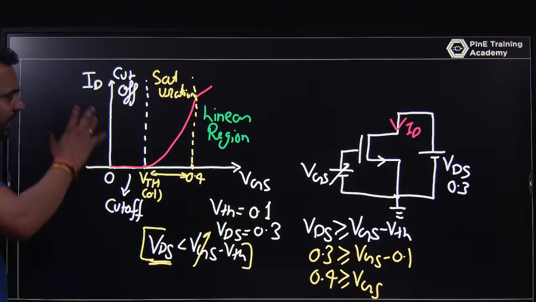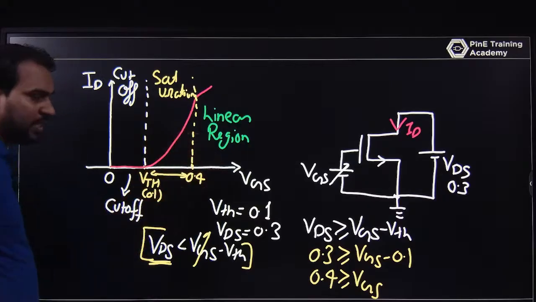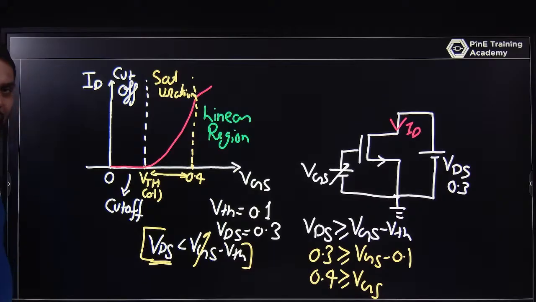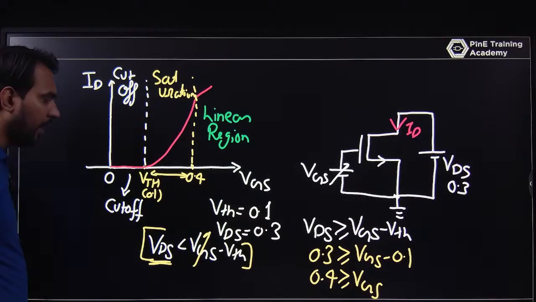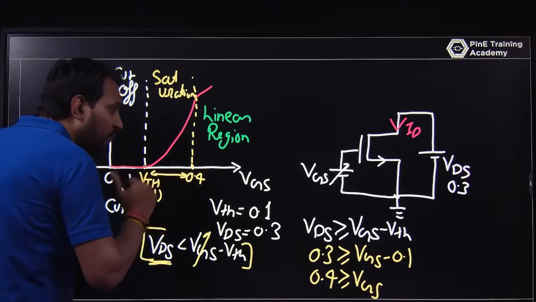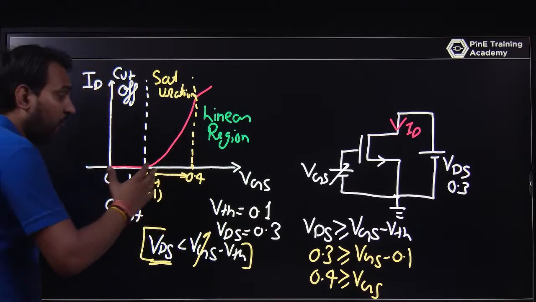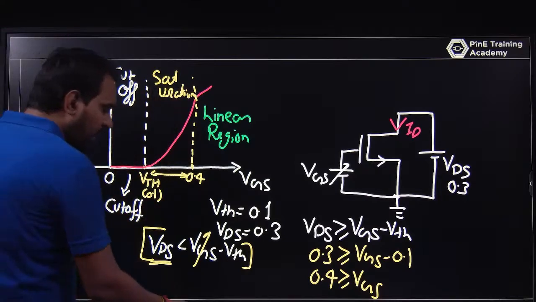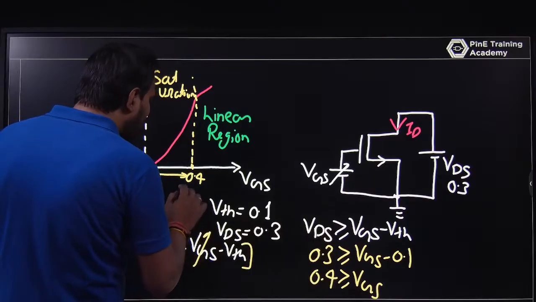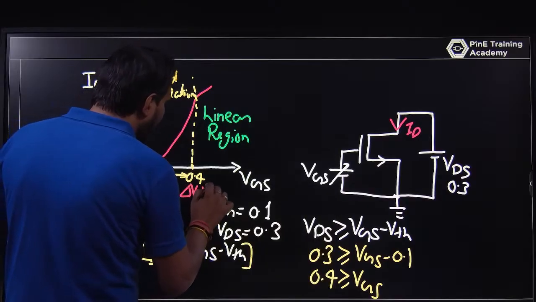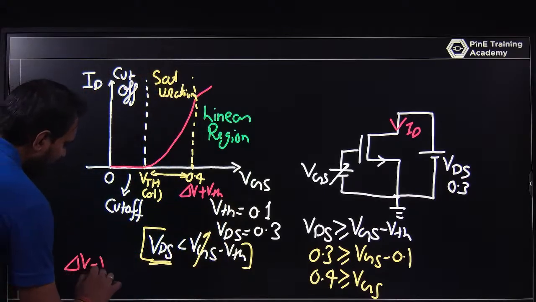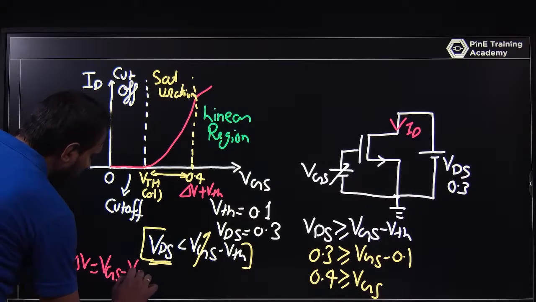So I am drawing the IV curve, that is ID versus VGS. Before VTH, the NMOS behaves like a cut-off region. After that, from VTH to some voltage, I can write the exact value as delta V plus VTH. What is the meaning of delta V? Delta V represents VGS minus VTH, that is the overdrive voltage.